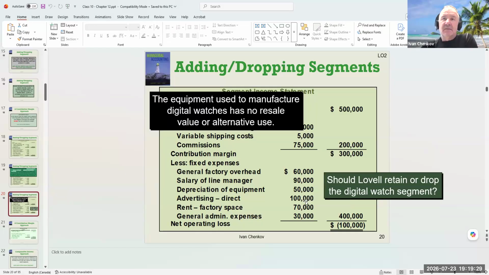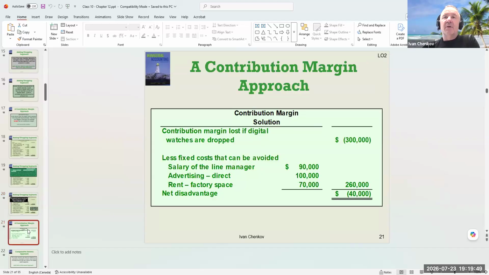Direct advertising. Yes, if I'm not producing it, I don't have to advertise. Rent of the factory space. Yes, if I don't produce them, I can stop paying the rent. And the general administrative expenses, well, they'll be allocated somewhere else. So what's happened? How much can we save? I can save the salary of the manager, advertising, and rent of the factory. That's a total saving of 260. So if I decide to drop these digital watches, I'm losing $40,000. So should I drop the digital watches?